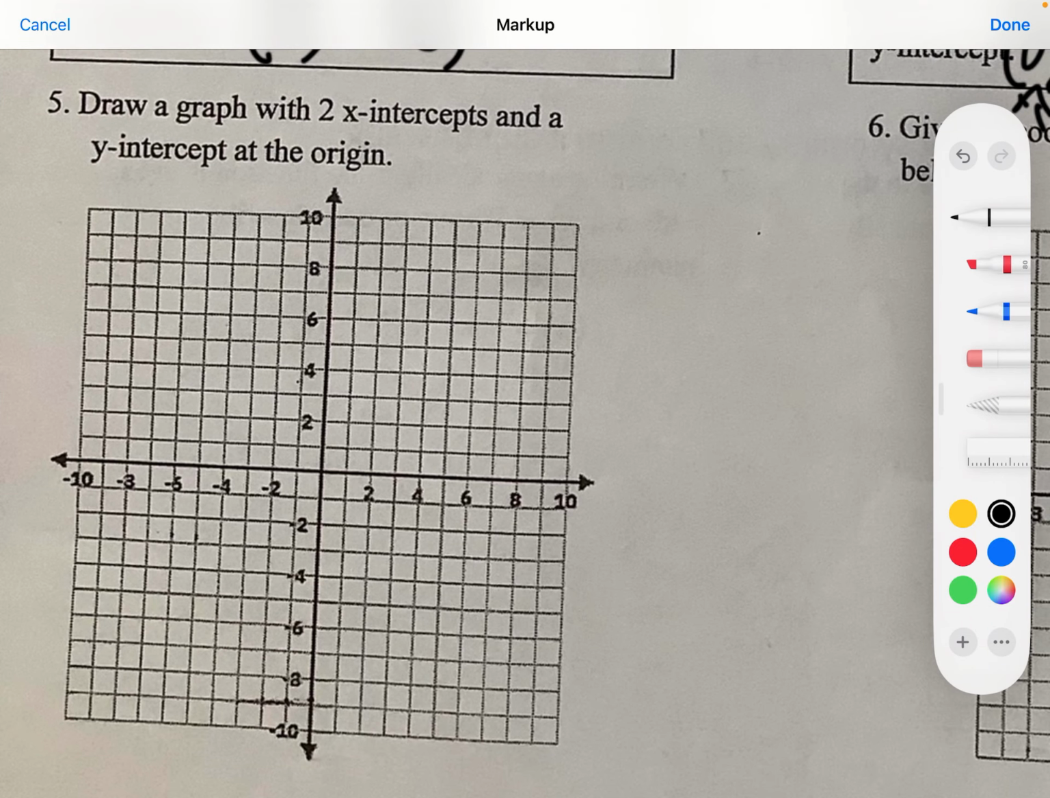2 x-intercepts and a y-intercept at the origin. You can verify that it has both of those properties. It has 2 x-intercepts, 1 and 2, and has a y-intercept at the origin. If I wanted to draw one with 3 x-intercepts and a y-intercept at the origin, it would look like this. If I wanted something with a y-intercept at y equals 6, and 3 x-intercepts, this is what it would look like. 3 x-intercepts and a y-intercept at y equals 6.